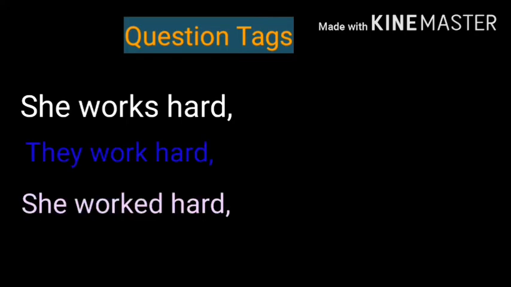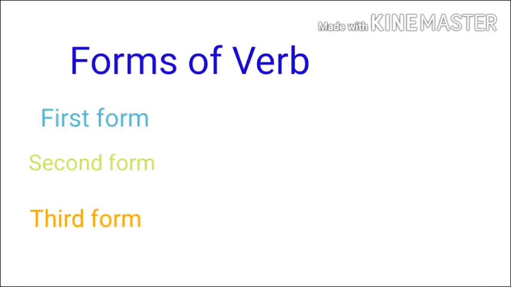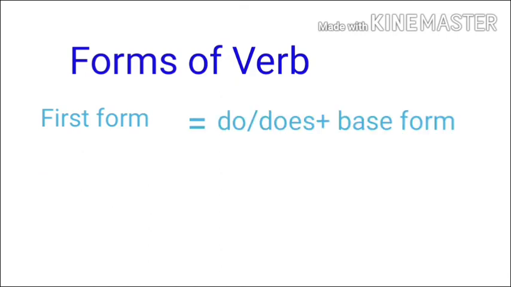Sometimes the auxiliary verb will not be given directly. For example, she works hard. They work hard. She worked hard. So in these sentences, auxiliary verbs are not given directly, but instead the verbs are given. So in such cases, we should check the form of the verb given in the sentence. There are three forms for a verb: first form, second form, and third form. First form means do or does plus base form.